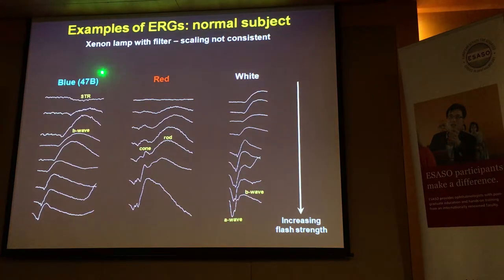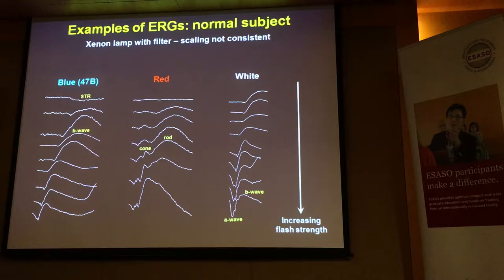Now, all of these are ERGs. We start off with a dim flash, the signals get bigger, the shape changes. This is a blue flash, this is a red flash. With a red flash, you get an early cone component and a late rod component. And this is a white flash. And it doesn't take an electrophysiologist to see that they're all different.